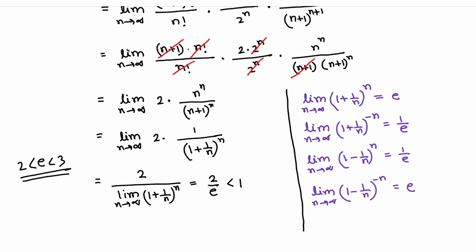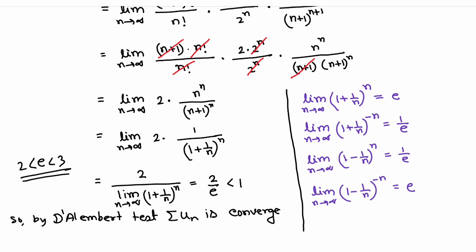Okay, and according to D'Alembert ratio test, and this is our L, if L is less than 1 the series will be convergent. So by D'Alembert test, summation un is convergent. Clear? Summation un is convergent. Let's solve another problem.